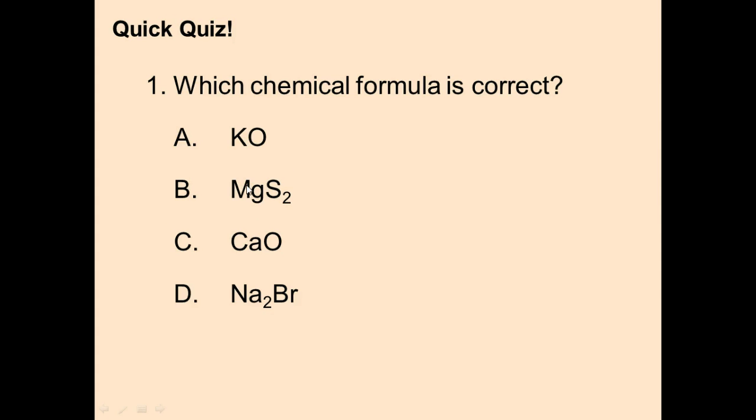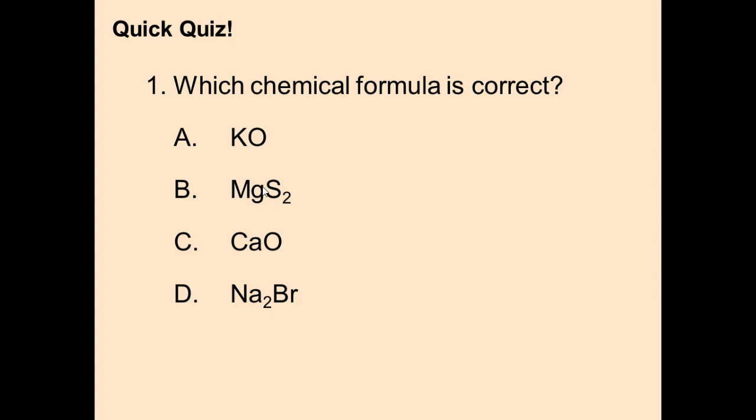And so let's look at the second one, Mg and S. Mg has a charge of 2 plus, S has a charge of 2 minus. So if we have one 2 plus but two 2 minuses, the charges don't equal each other because we pretty much have a 2 plus and a 4 negative. So this would not equal. So B is out.